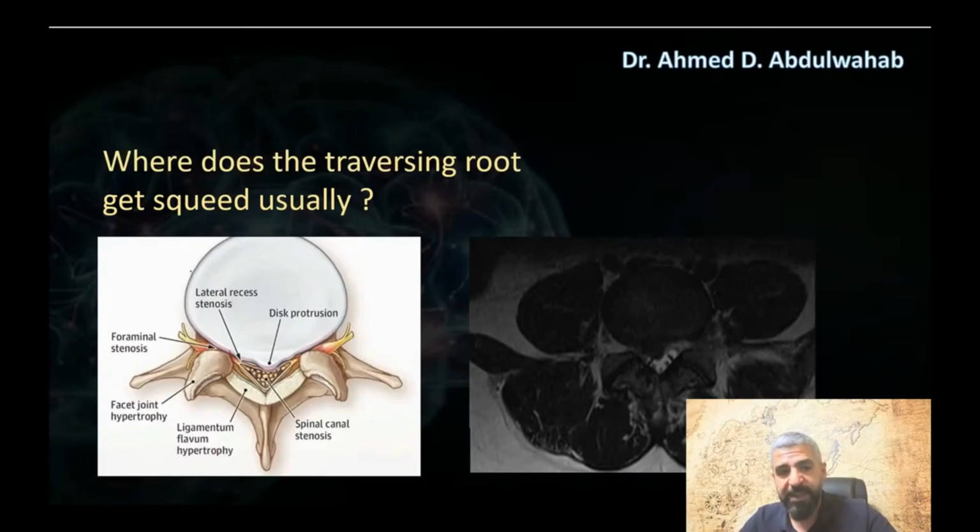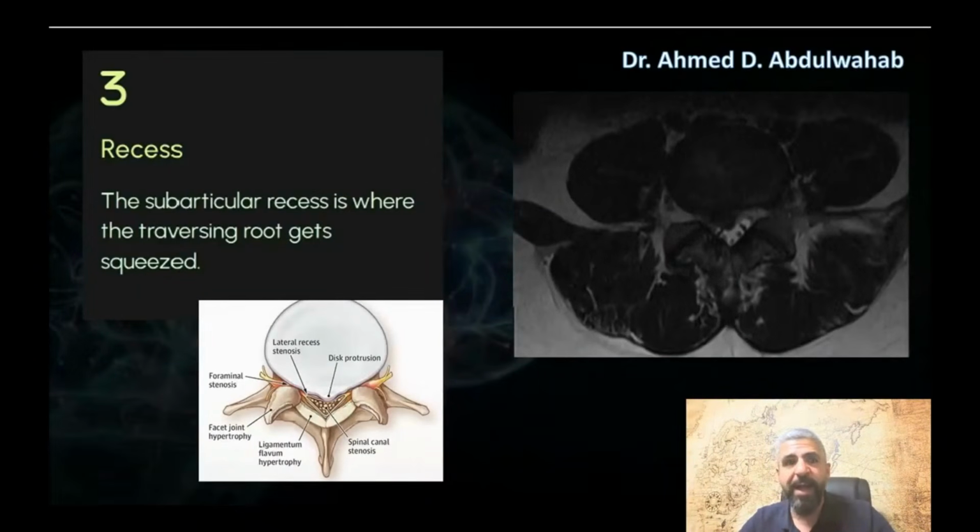So if this is a disc and the nerve root is exiting, where exactly do you think it will be squeezed? Most accurate site for the exiting or the traversing? The key answer here is the traversing root. The traversing root gets squeezed at the recess. So the subarticular recess is where the root gets squeezed. So it's mainly in the recess.